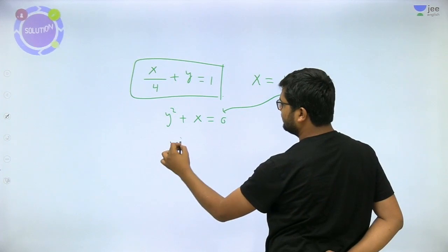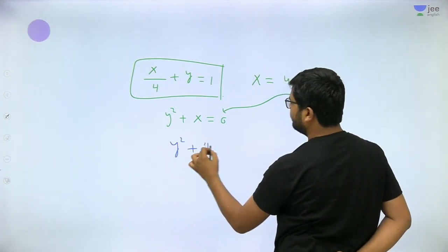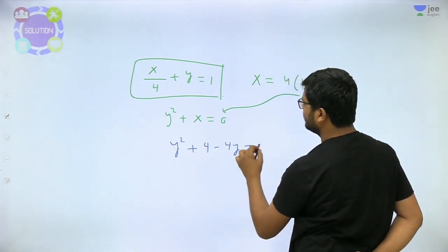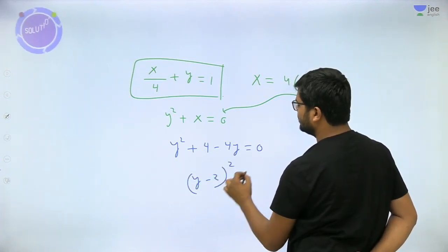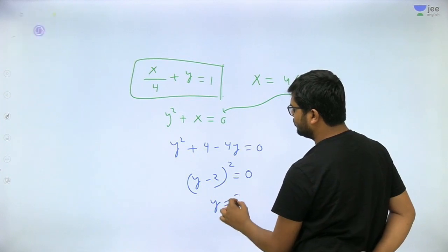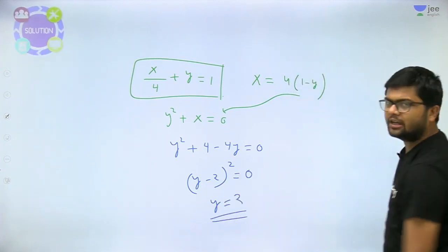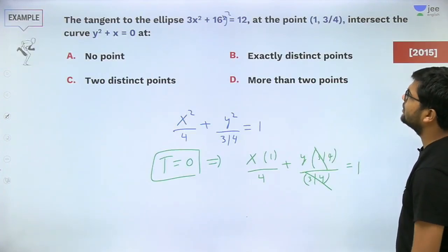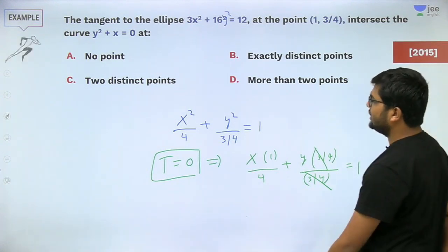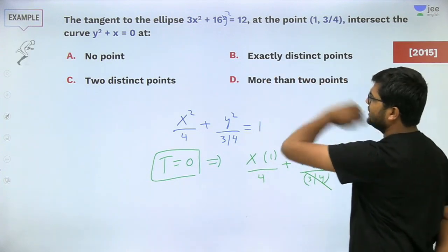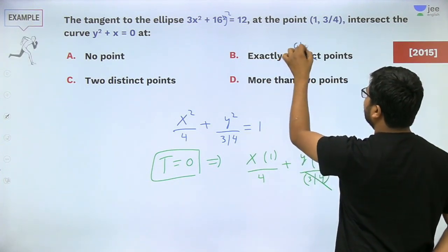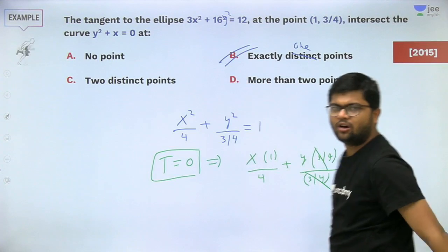So y square plus x will come out to be 4 minus 4y equal to 0, and this will become a perfect square incidentally. So (y minus 2) whole square equal to 0, and it will come out to be y equal to 2. If you put y equal to 2, x will come out to be minus 4. There is no issue in that. So they are exactly 1 point. It is intersecting at exactly 1 point. Getting my point? So answer will be B for Bombay.